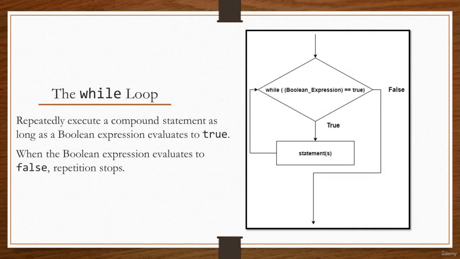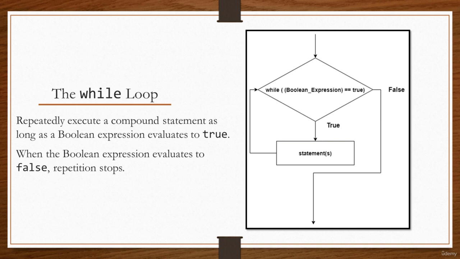Now this will repeatedly execute a compound statement, so a block of code with one or more statements in it, as long as some Boolean expression evaluates to true. As soon as the Boolean expression evaluates to false, then repetition will stop. It might also be the case that if that Boolean expression is false to begin with, then your loop will never execute, or those statements in the loop will never execute. So it's going to test that Boolean expression first, okay? That's the difference between the while loop and the do while loop. Now we'll explain the do while loop in another video in this lesson.